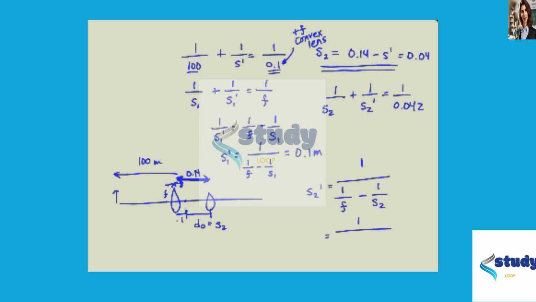So 1 over, again, our focal for the second equation is positive. So this tells me it is a convex lens as well. And then minus 1 over that value that we calculated to be 0.04 gets me an image distance for the second lens of negative 0.84 centimeters.